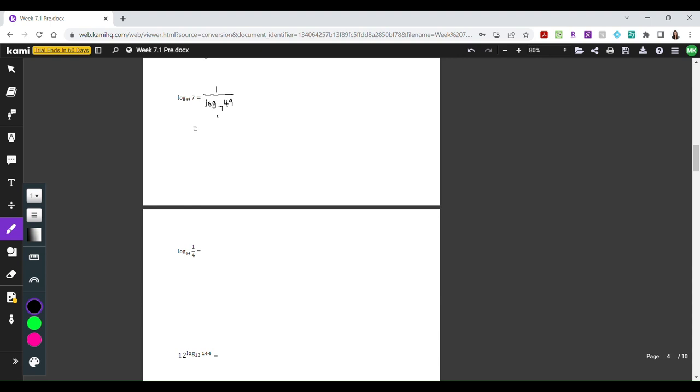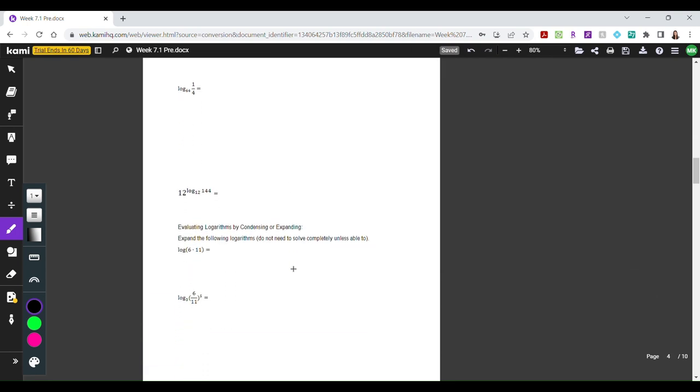Which means I can rewrite this as 1 over log base 7, 7 squared. I have an exponent, right? So that means I'm going to write the exponent at the side of the log. So I have 1 over 2 log base 7, 7. Again, I know log base 7, 7 is going to equal 1. Therefore, I will get my final answer of half. All right?